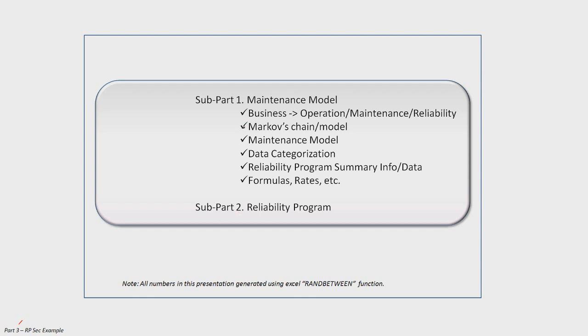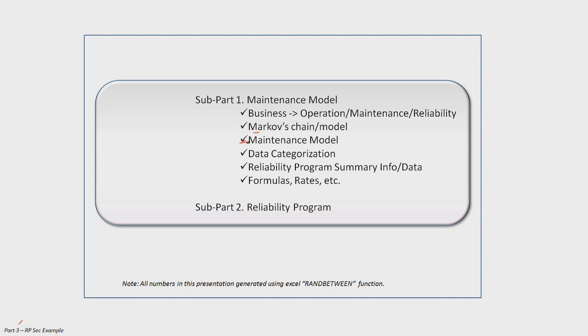In the very beginning of subpart 1, we will try to understand the connection point between business requirements on one side and operation/maintenance/reliability on the other side. And I'm going to give you a brief explanation about the tool that we are going to use to develop our maintenance model. The tool name is Markov chain, Markov's process. Then using this tool, we are going to develop our maintenance model.